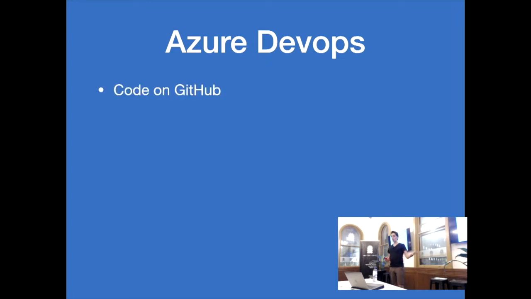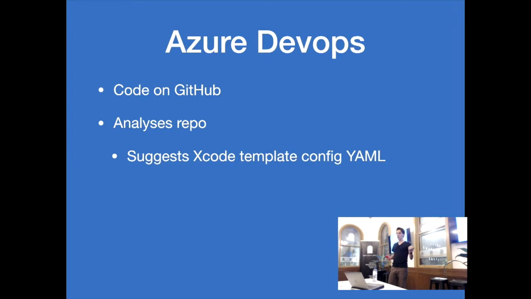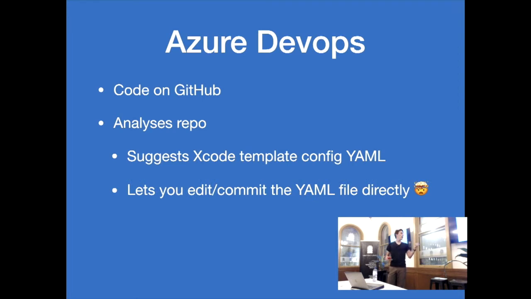It works with your code on GitHub. It analyzes your repo, and it suggests your Xcode template with a config YAML file. It lets you edit and commit the YAML file directly from the web UI. I put a mind-blown emoji because it seems basic and obvious, but none of the other things that I reviewed do that.